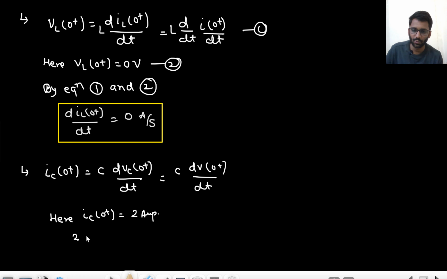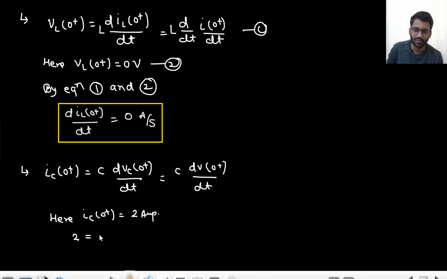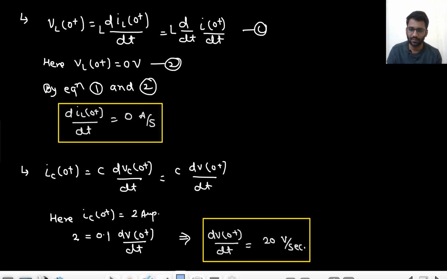Okay. So 2 is equals to, what is the value of C? C is 0.1, times dV naught plus by dt. So from here you will get dV 0 plus by dt is equals to 20 volt per second. Okay. So this is the second thing.